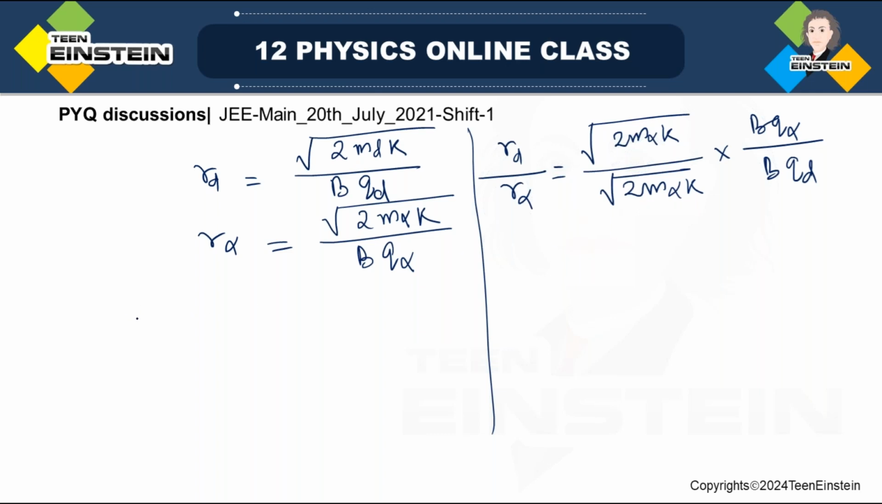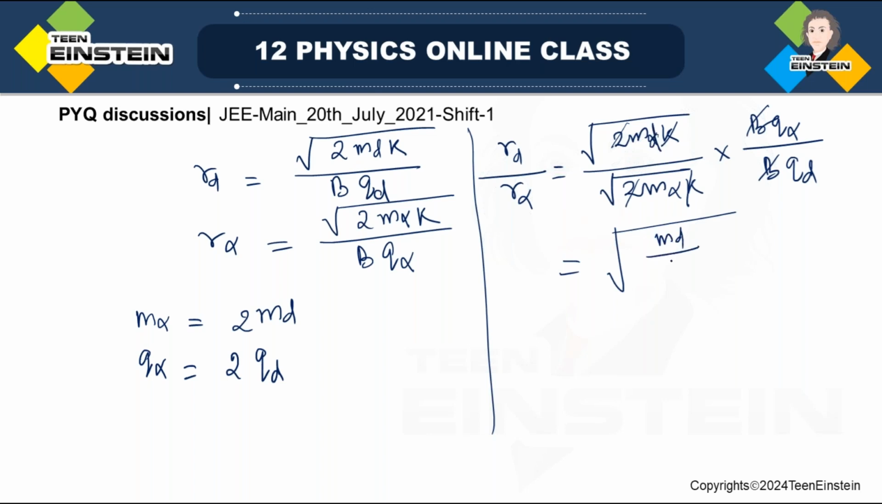Let me write down a few parameters over here. See, m alpha is actually 2 times of md, where Q alpha is actually 2 times of QD. So these are the things we know, and B is the same, and kinetic energy K for both of them is the same. Then I get, see, 2 also can get cancelled. This is MD, so I get MD by M alpha, and here Q alpha by QD.